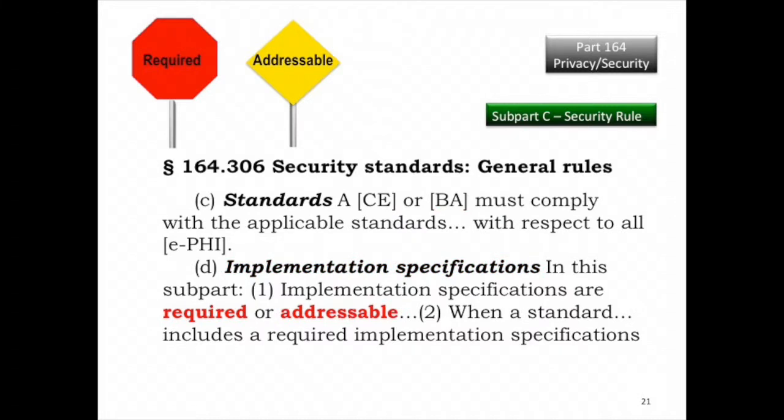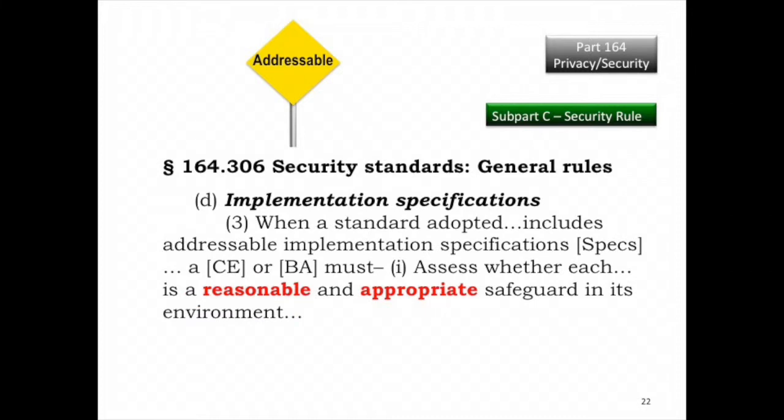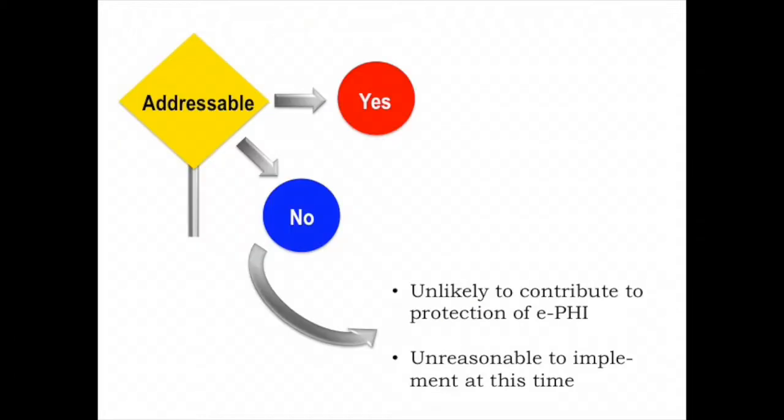Implementation specifications may be required or addressable. For each addressable spec, the entity must assess whether it's reasonable and appropriate for their business. If the answer is no, the entity must consider alternative measures and document reasons why the addressable spec was not implemented.